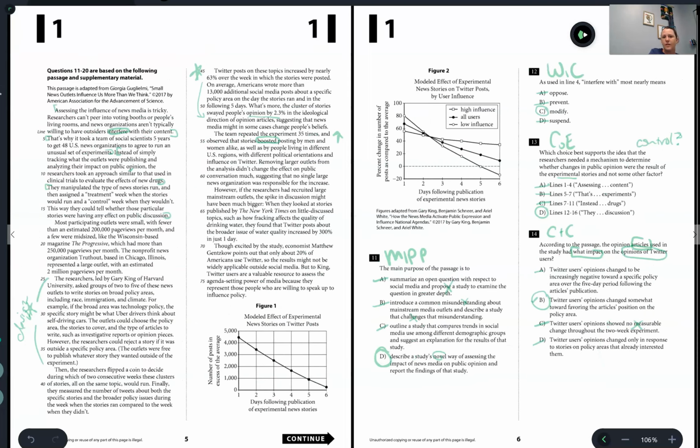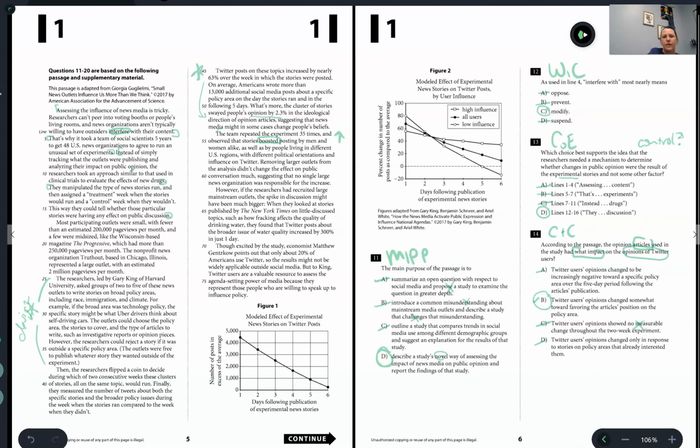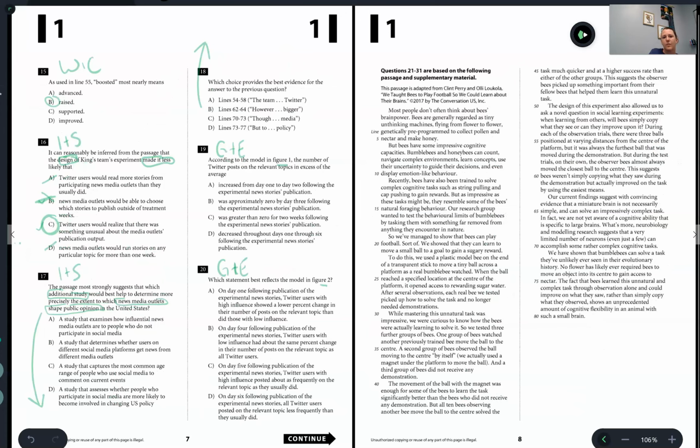54 through 58. The team repeated the experiment 35 times and observed stories increased posting by men and women alike, as well as people living in different U.S. regions with different political orientations and influence on Twitter. Okay, so that's the experiment itself. That doesn't reference a new experiment or an additional study that should happen.